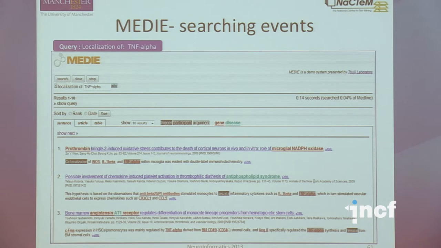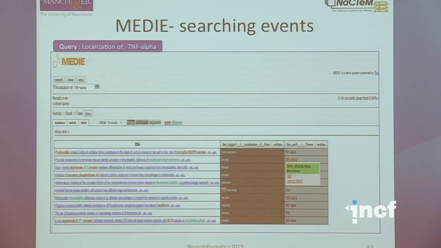I mentioned events, so you can do the same search by going not through triples and activates, but through information like localization or different types of biological events. In this case, the user can specify a higher level of analysis. Localization, you can specify TNF-alpha. And again, you can automatically extract the sentences from text, showing you exactly the types of information that you need. So these search systems allow you to really manipulate the information and find it much more pertinently.